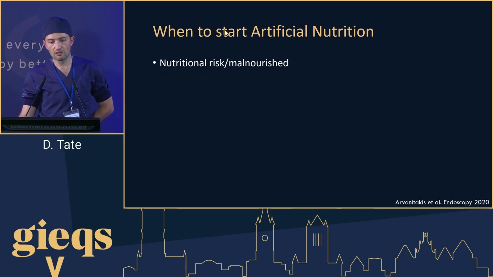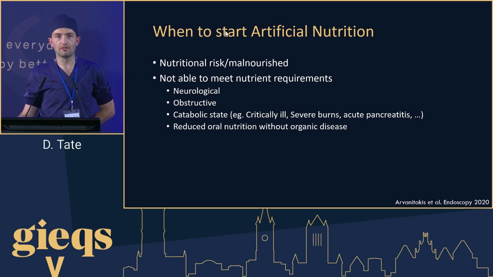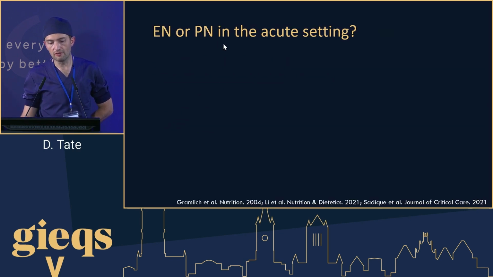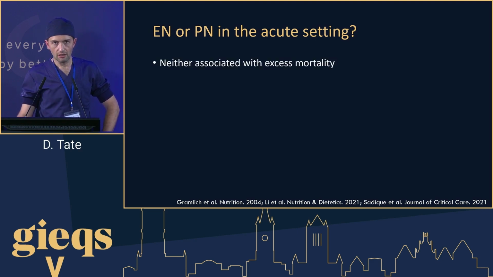So, when should you start? Well, we know that these are some of the indications which we use to start artificial nutrition. Two settings, acute and chronic. When do you use EN, enteral nutrition? When do you use PN, parenteral nutrition? In the acute situation, you can use either.